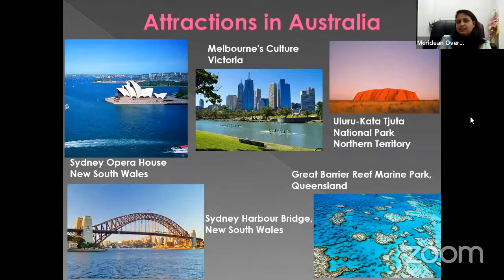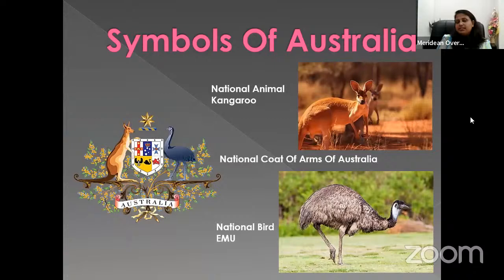Major attractions of Australia. You have seen the Sydney Opera House in every scenery, in every film shooting and video. Then we have Melbourne, the culture city in Victoria, the National Park, the Great Barrier Reef Marine Park, and Sydney Harbour Bridge. Symbols of Australia: since Australia is very close to nature and heritage, its national animal is the kangaroo, the national bird is the emu, and this is the national code of Australia.